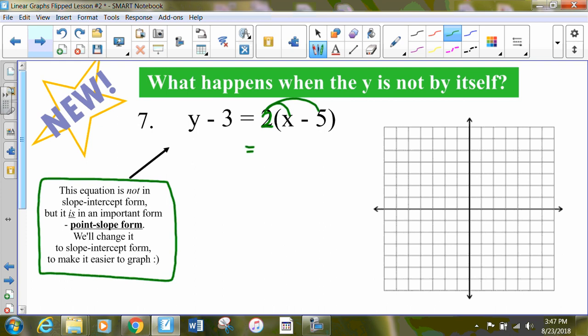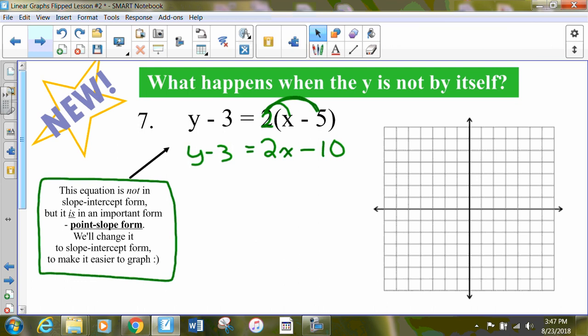So we're going to go ahead and say 2 times x. Well, that's just 2x. 2 times negative 5 is negative 10. Then we're going to bring down the y minus 3. So when we see an equation that's not in slope-intercept form and has parentheses, we want to distribute to get rid of the parentheses because now the problem looks just like the problem we just graphed in problem number 6.